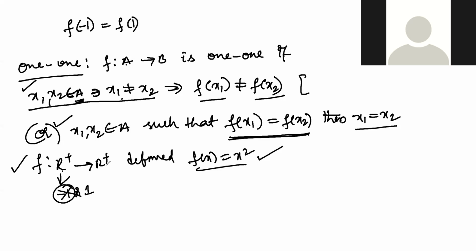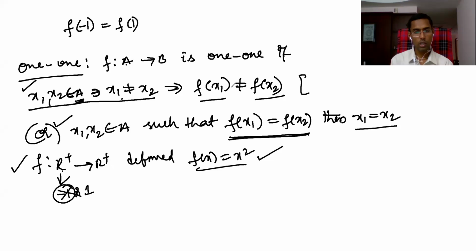Sir, this function, can I prove it with f of x1 not equal to f of x2? No. Only two. Not equal. No. If you start with f of x1, you have to take like this: f of x1 equal to f of x2, then x1 equal to x2. You have to prove like this.